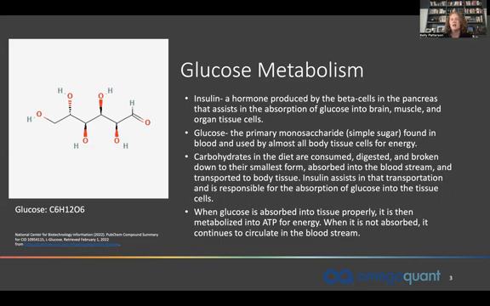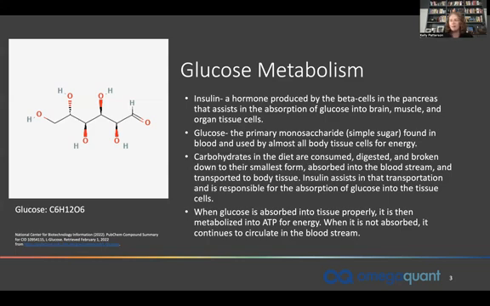Glucose, as I mentioned, is just the primary simple sugar found in our blood, and it's used by almost every cell and tissue in our bodies. So glucose is the broken down byproduct of carbohydrates. When we eat more complex carbohydrates or even simple carbohydrates, they are broken down, and glucose is that final small simple sugar that we use for energy.